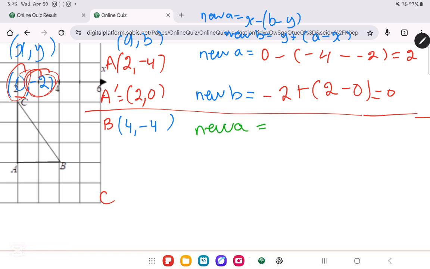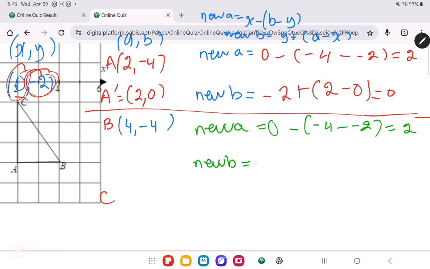The new A, in order to find it, we are going to first of all take the x. Our x is 0. 0 minus our b, which is minus 4, minus our x, so minus 2. You will solve it, you will get that the answer over here is 2.